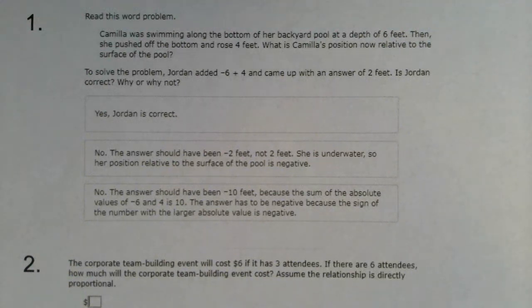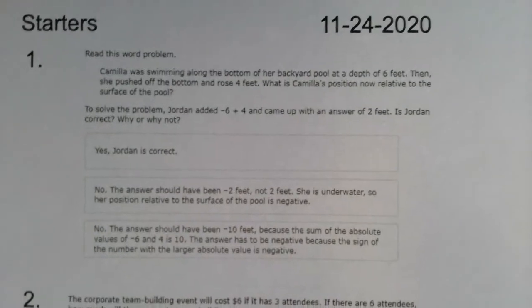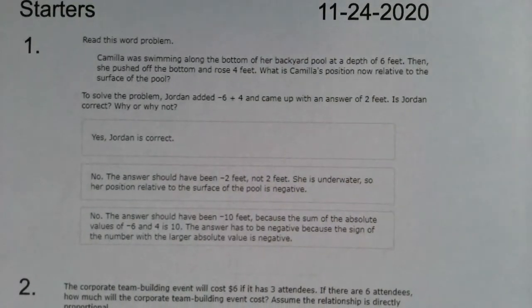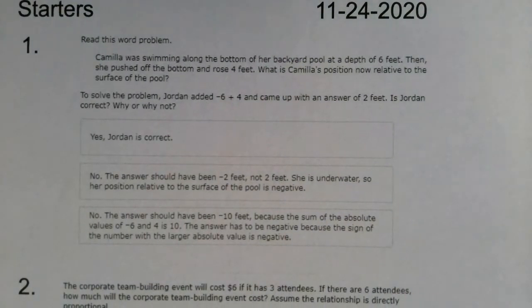Okay, here are the answers for Tuesday's starters. So we've got Camilla was swimming along the bottom of her backyard pool at a depth of 6 feet. Then she pushed off the bottom and rose 4 feet. What is Camilla's position now relative to the surface of the pool?